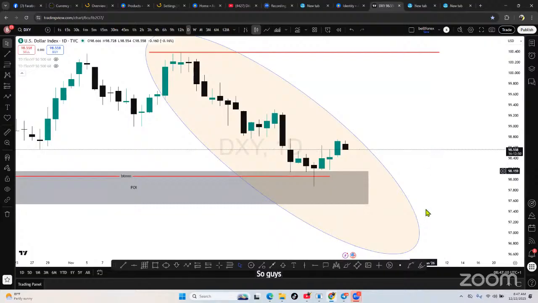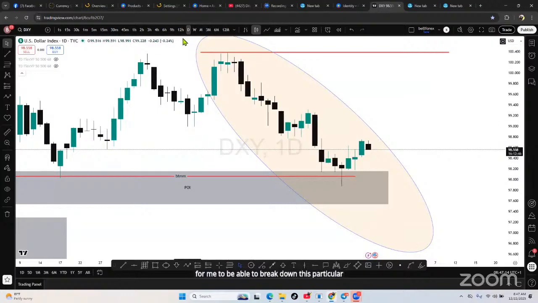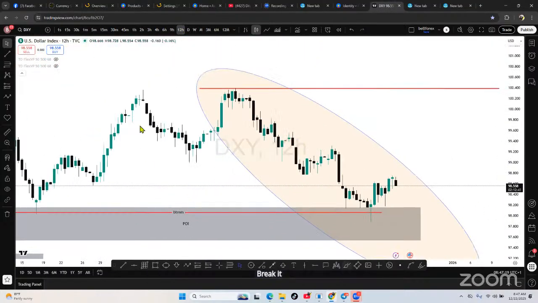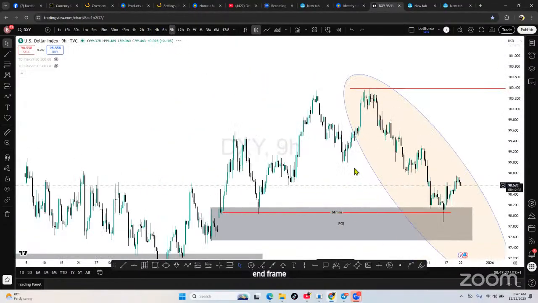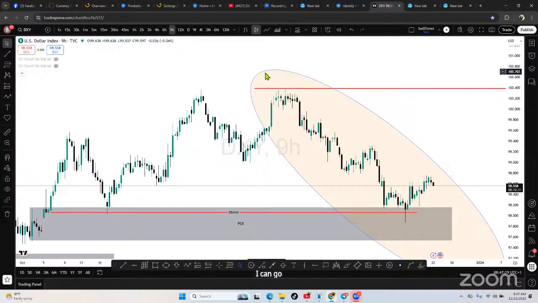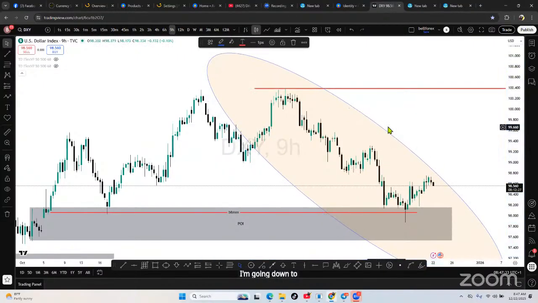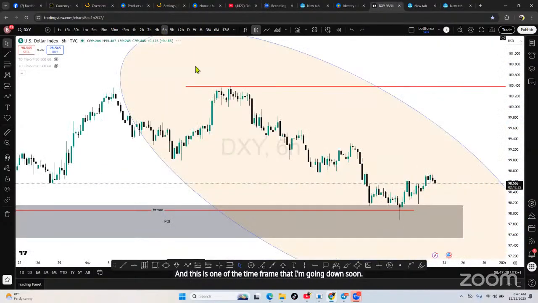So guys, for me to be able to break down this particular movement or market, I may have to break it down to other smaller market views. So I might be forced to take this market to a smaller time frame. For example, I'm going down to a smaller time frame, let's say the 6 hours.